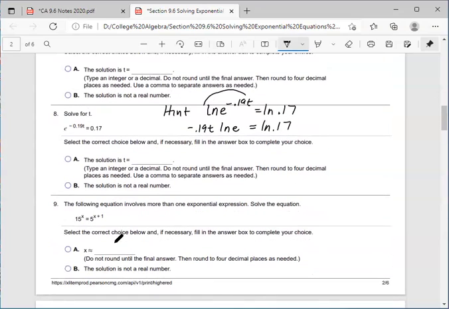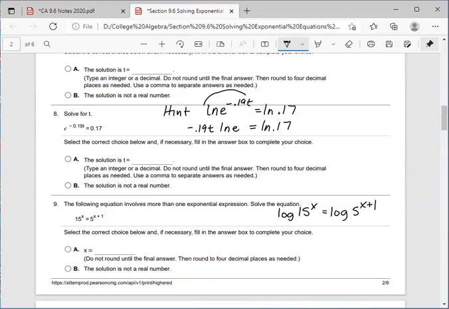Number 9. 15 to the x is equal to 5 to the x plus 1. It would be really nice if I could get 15 to be a 5 or 5 to be a 15. But 5 times 5 is 25. So 5 squared is never going to turn into 15. 5's not going to turn into 15. 15's not going to turn into 5. So you immediately know, okay, I have to go to the log. I'm going to have to do the log of both sides because I'm never going to get those bases to be the same.